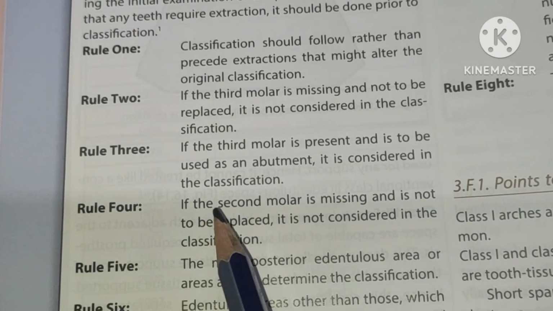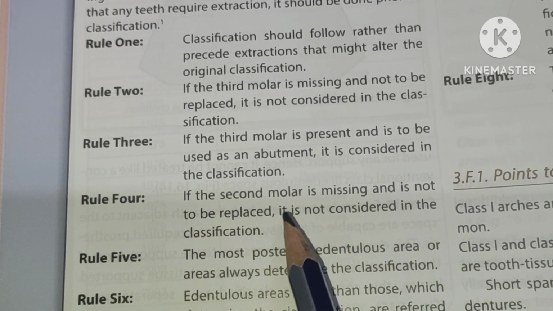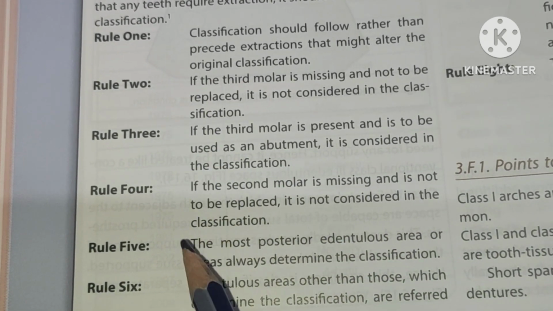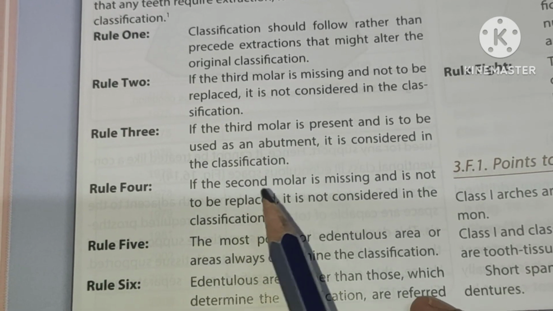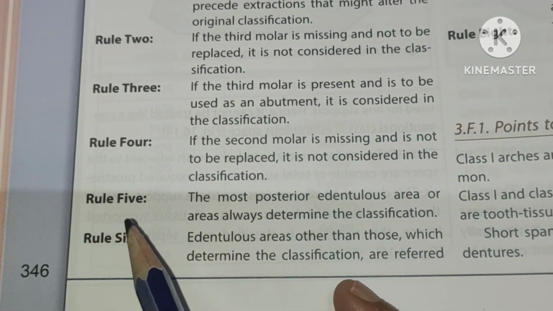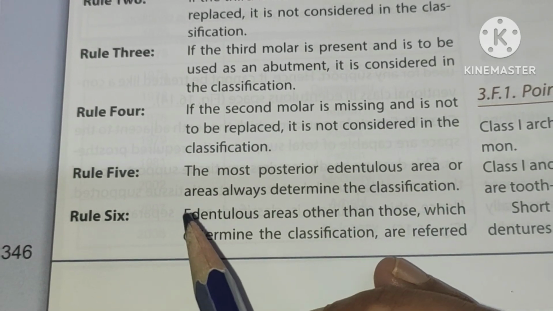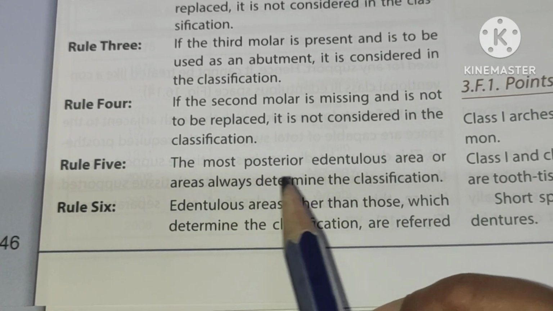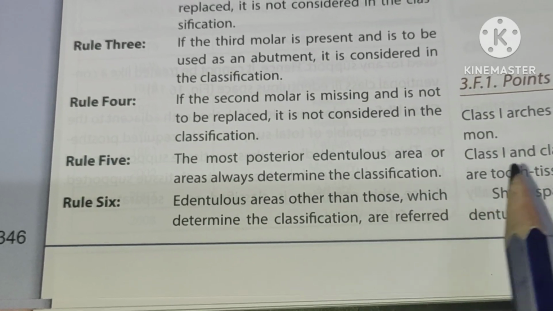Rule number 4: if the second molar is missing and is not to be replaced, it is not considered in the classification. Similar to rule number 2, right? But here we are talking about the second molar, not the third molar. Now, rule number 5: the most posterior edentulous area or areas always determine the classification. That is, the most posterior edentulous area or areas always determine the classification.